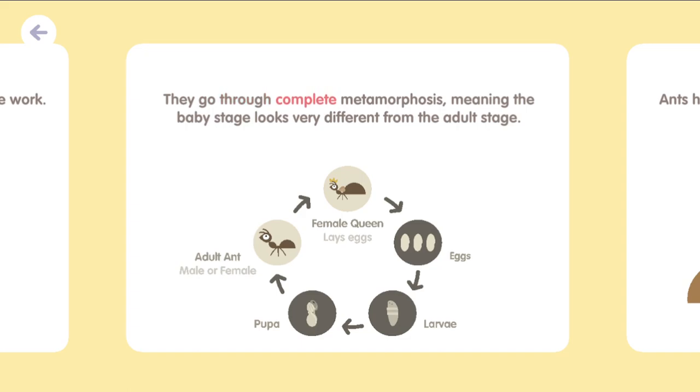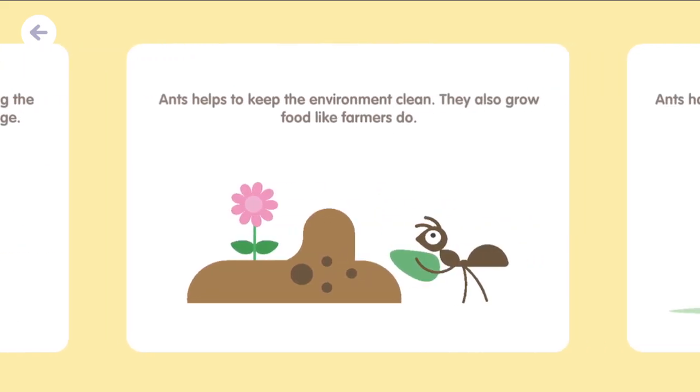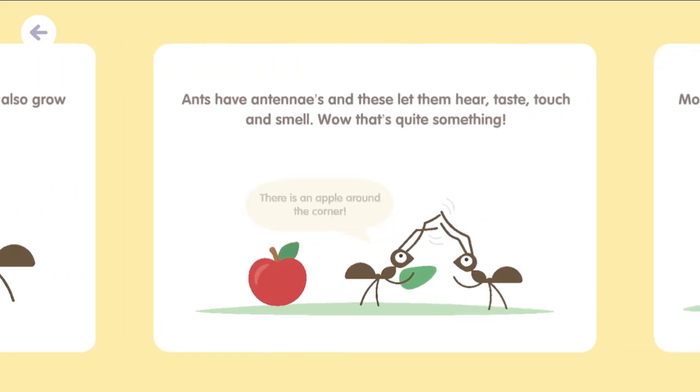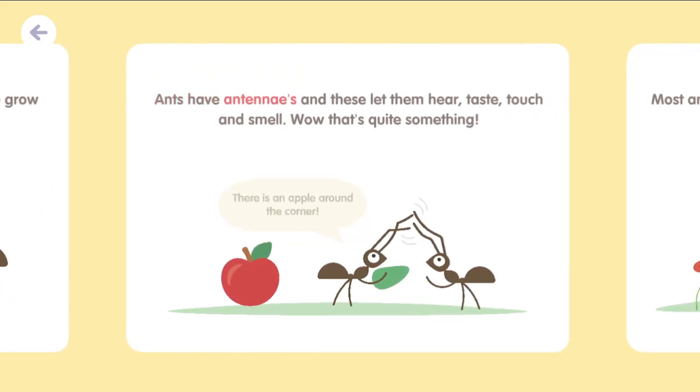They go through complete metamorphosis, meaning the baby stage looks very different from the adult stage. Ants help to keep the environment clean. They also grow food like farmers do. Ants have antennas, and these let them hear, taste, touch, and smell. Wow, that's quite something!